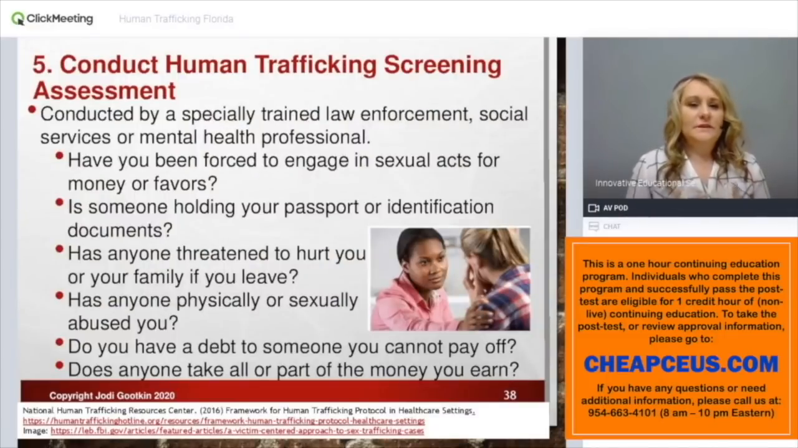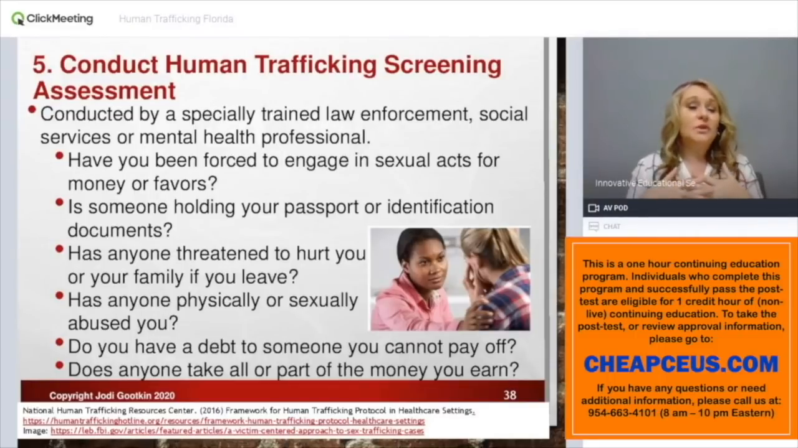Once the report of the tip is made, the human trafficking screening assessment needs to be conducted. This is typically done by an individual who is specifically trained through law enforcement, social services, mental health providers, or the human trafficking hotline to conduct a specific screening to see if the individual is a potential victim.